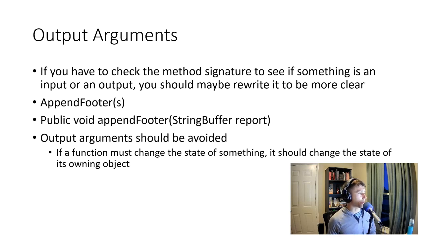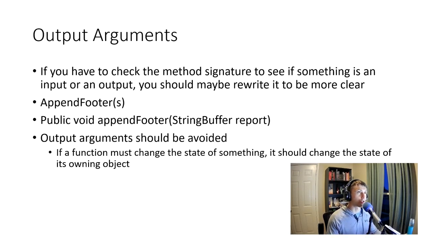But Robert talks about how output arguments should be avoided. If a function must change the state of something, it should change the state of its owning object. So input arguments are fine, but output arguments should be avoided. It's taking an argument, changing and modifying it, then returning it. It shouldn't be doing that, but it can, and it's allowed. It's preferred if it changes the state of its owning object.